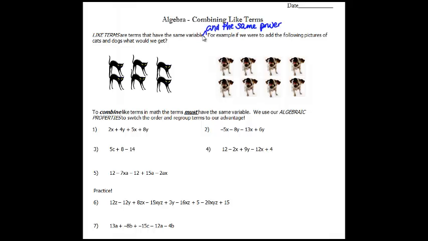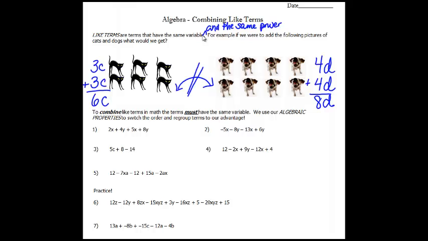For example, if we were to add the following pictures of cats and dogs, what would we get? Well, this is like having, let's say, 3c plus 3c. That gives us 6c. In this case, I have 4d plus 4d, which gives me 8d. I cannot combine the c's with the d's. Doesn't work.